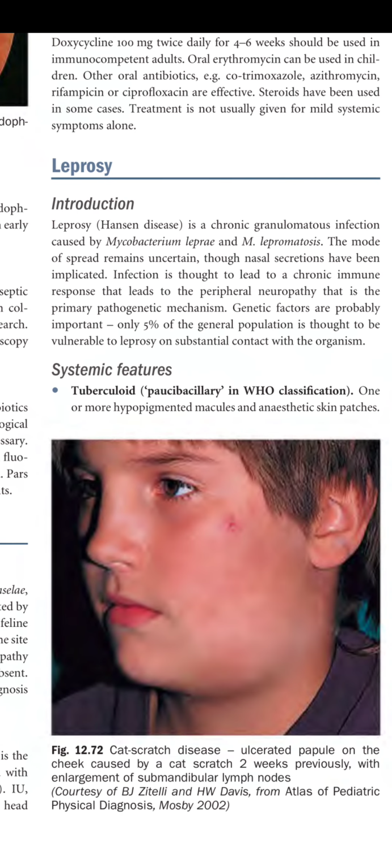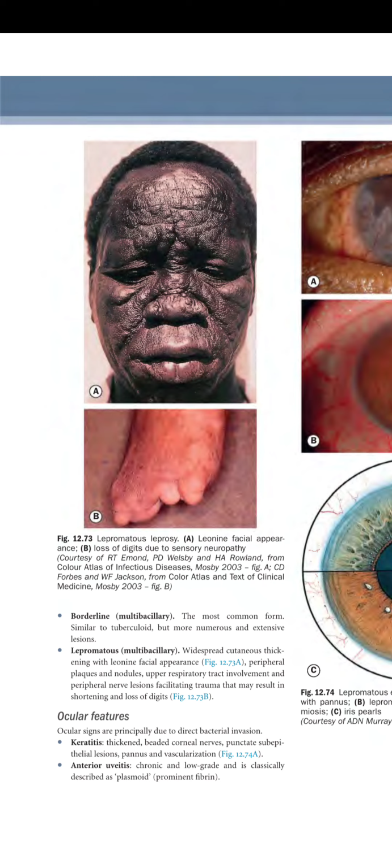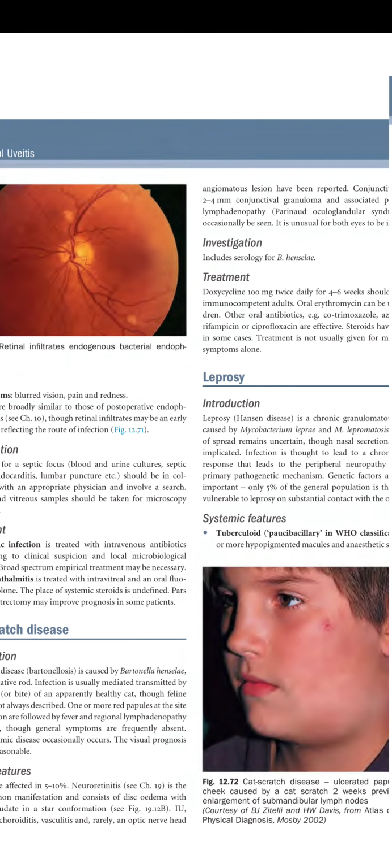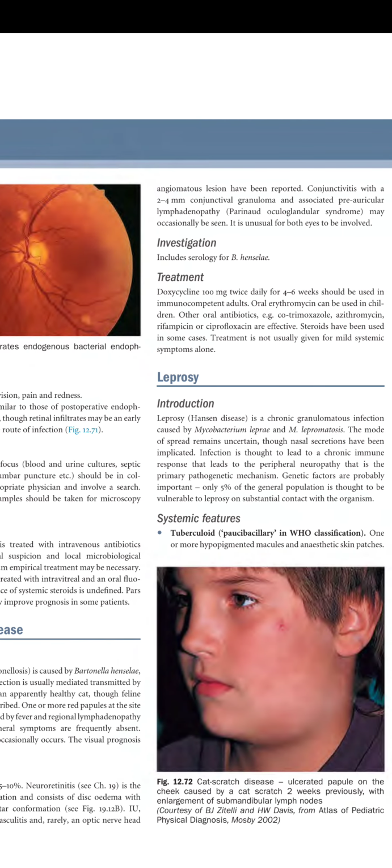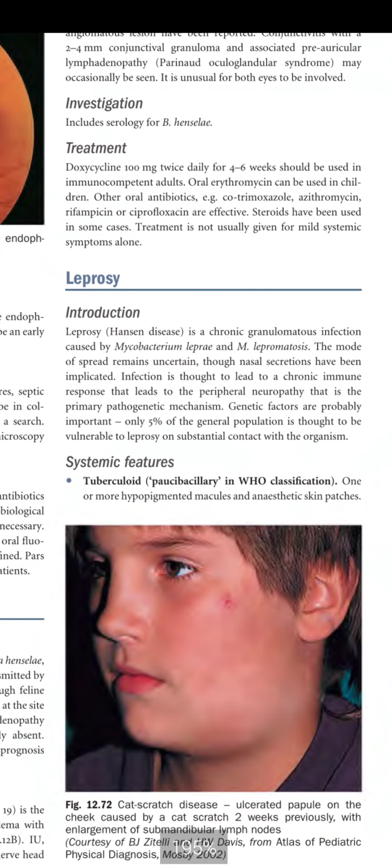So, systemic features: there are types of leprosy. There can be tuberculoid, paucibacillary in the WHO classification. There is borderline, which is multibacillary. Then there is lepromatous, which is also multibacillary. So we can divide it into paucibacillary and multibacillary. Paucibacillary is basically the tuberculoid type.